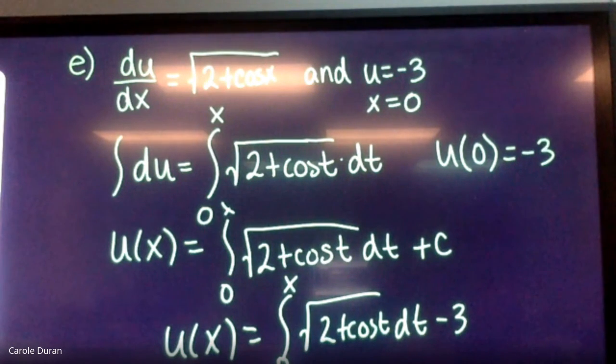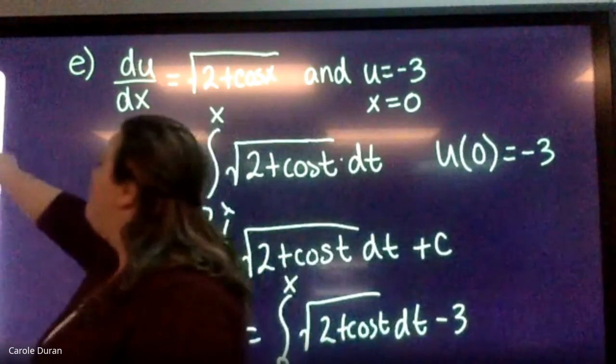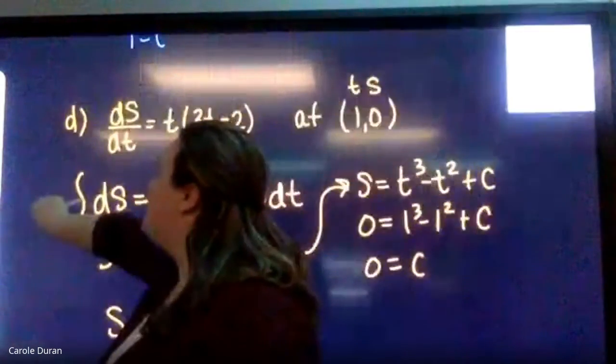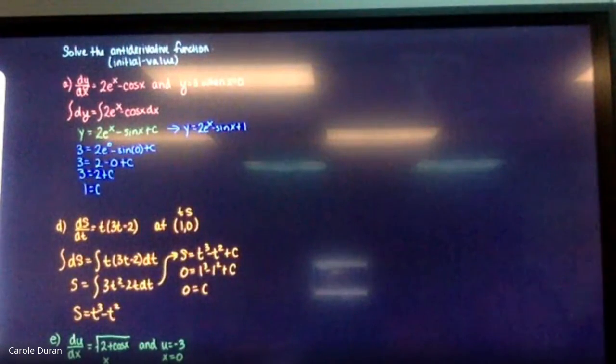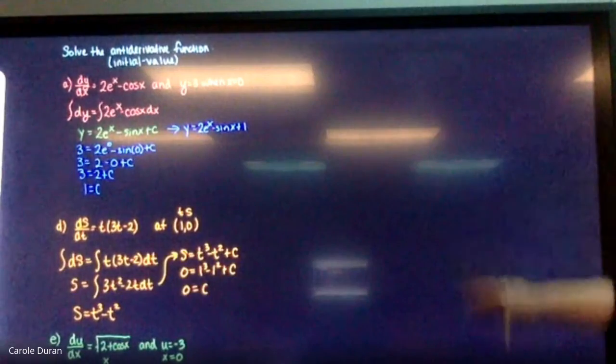We are done now. So your homework was all the stuff before this one. So A and D that we did here, where we take the antiderivative and plug in point values to find C and plug that back in. That's what your homework is.